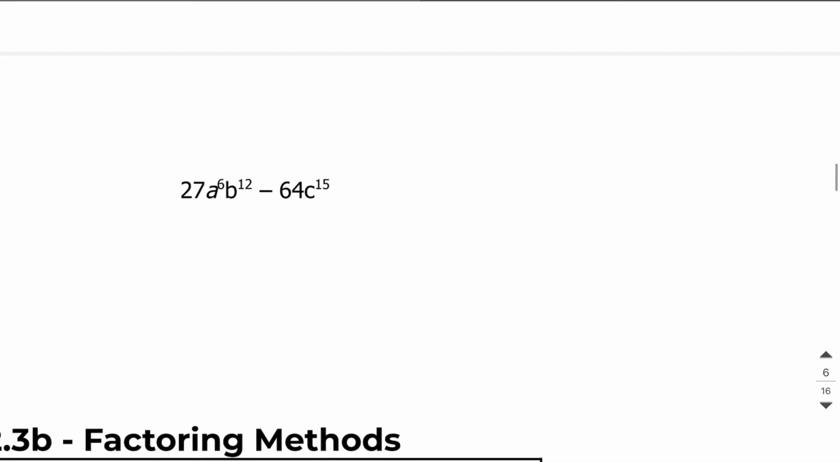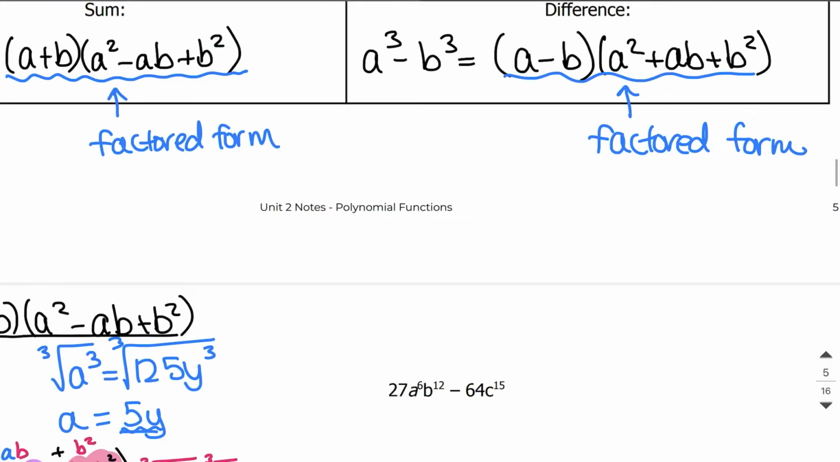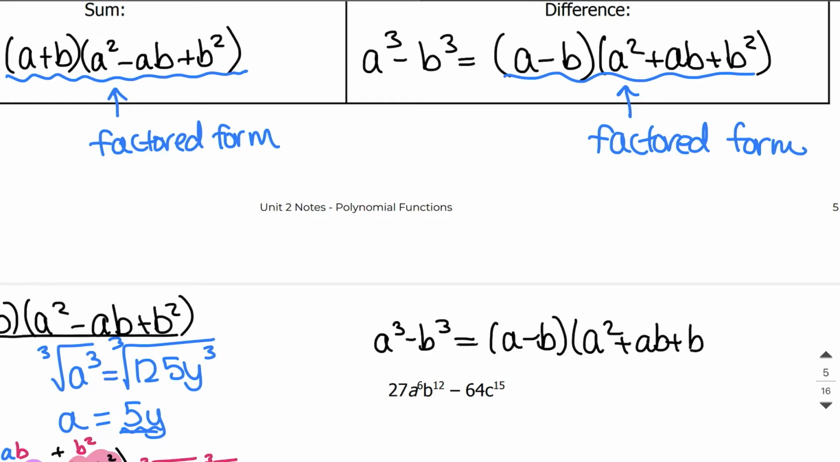Okay, so let's take a look at our next example. This time, we've got a minus sign, so we want to do a difference of perfect cubes. I'm going to just write down the factored form right here. We know a cubed minus b cubed, I'm just taking it from the previous page, is equal to a minus b times a squared plus ab plus b squared.